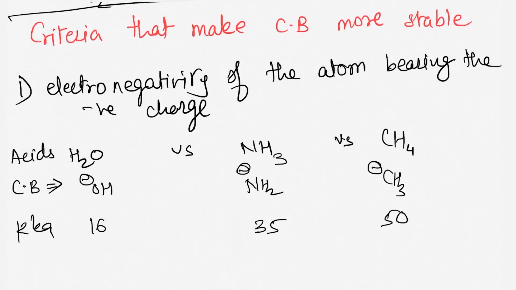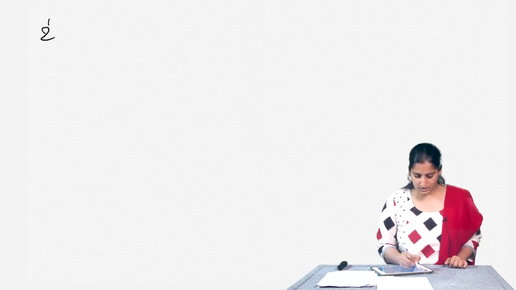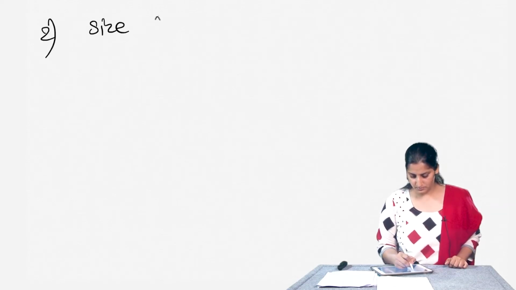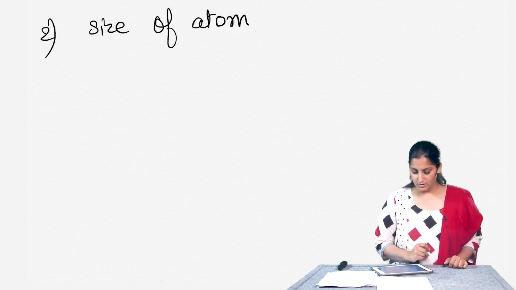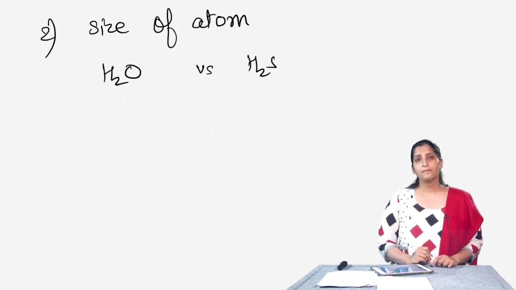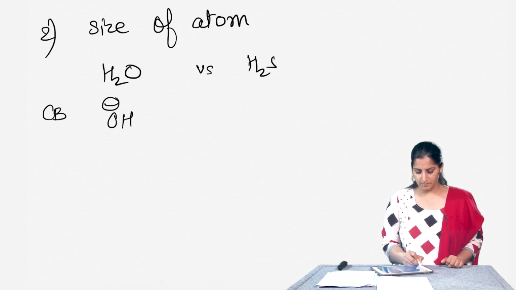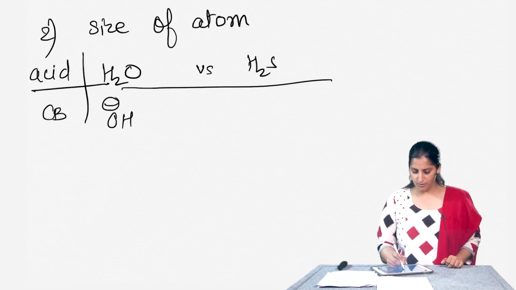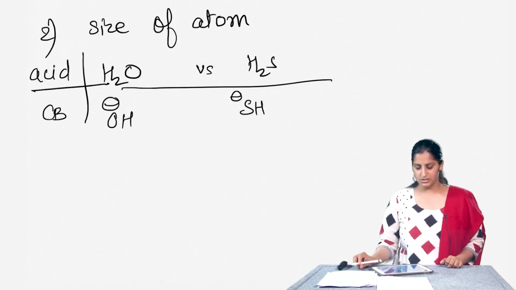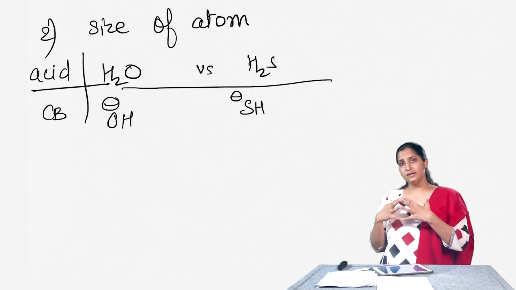in the conjugate base. The second thing we are going to look at is the size of the atom that is holding the electrons. So, I am going to take an example of H2O versus H2S. So, water, as we know, will form OH minus as the conjugate base, and H2S will form SH minus as the conjugate base. Now, think of these 2 molecules, hydroxide ion and SH minus.